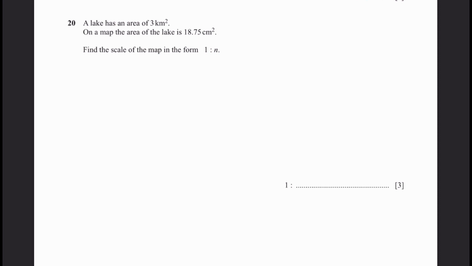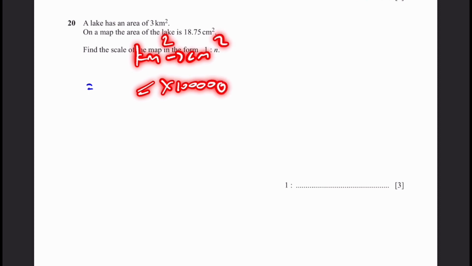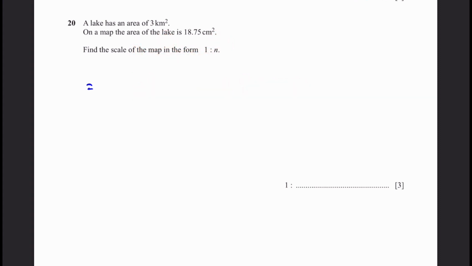Question 20. A lake has an area of 3 kilometers squared. On a map, the area of the lake is 18.75 centimeters squared. Find the scale of the map in the form 1:n. Okay, so first of all, we can convert these to the same units. So 3 kilometers squared will be equal to, as kilometers to centimeters is multiply by 100,000, so kilometers squared to centimeters squared, we multiply by 100,000 twice. So we add precisely 10 zeros to the back of the number, which means it's 3 into 10 to the power of 10 centimeters squared. So that's 3 kilometers squared.